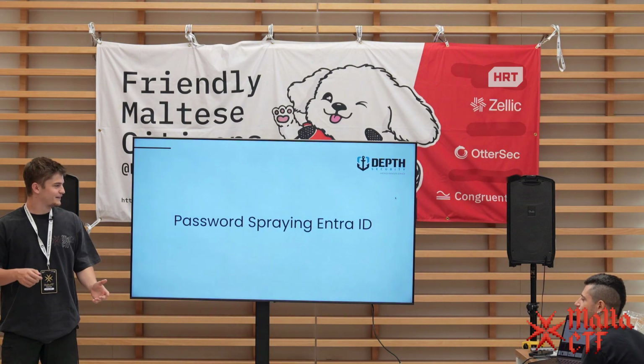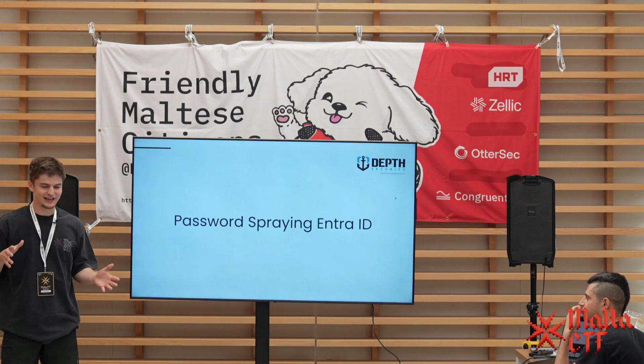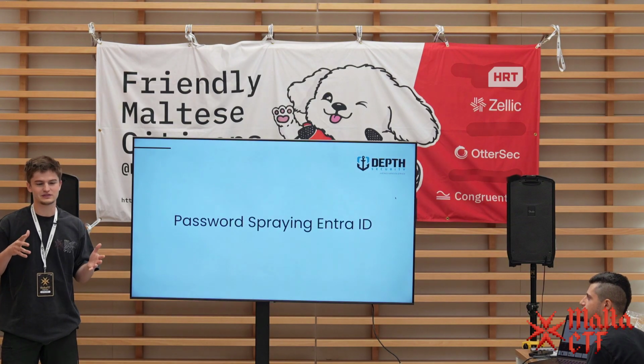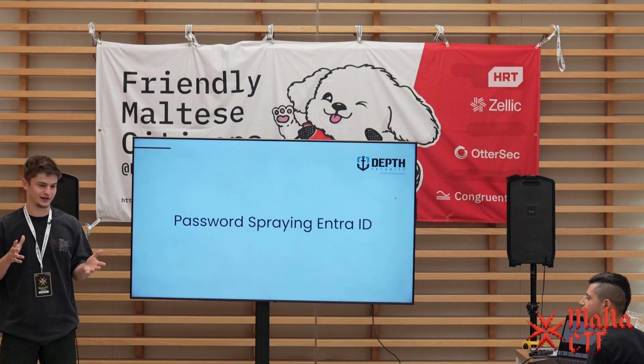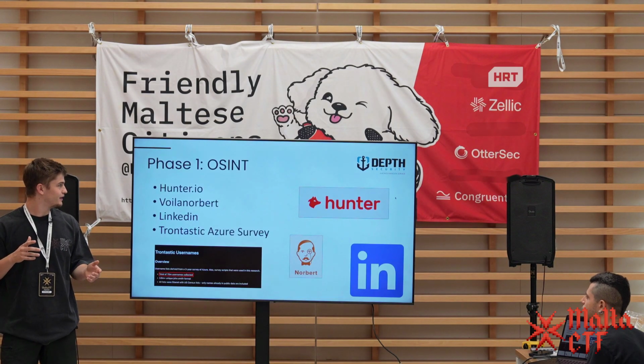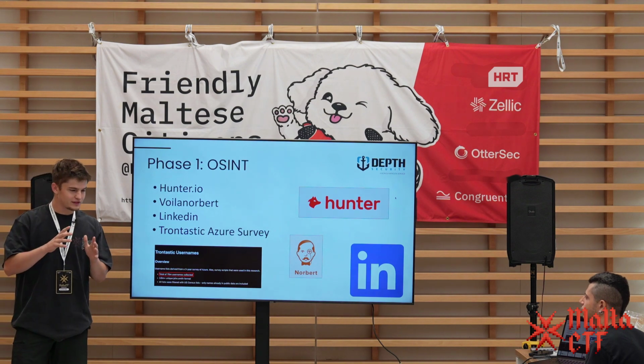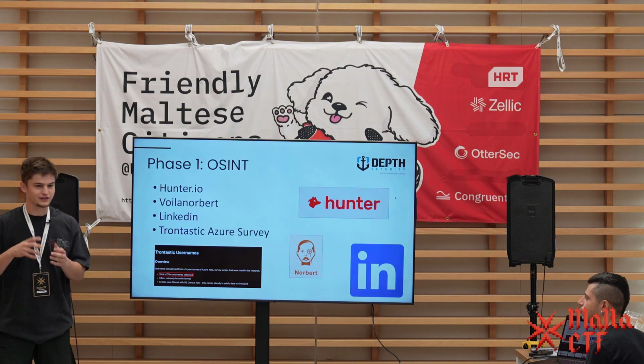All right, next. So the easiest way that threat actors are breaking into people's accounts is password spraying on Entra ID. So this is a 4-phase process. The first step is OSINT.